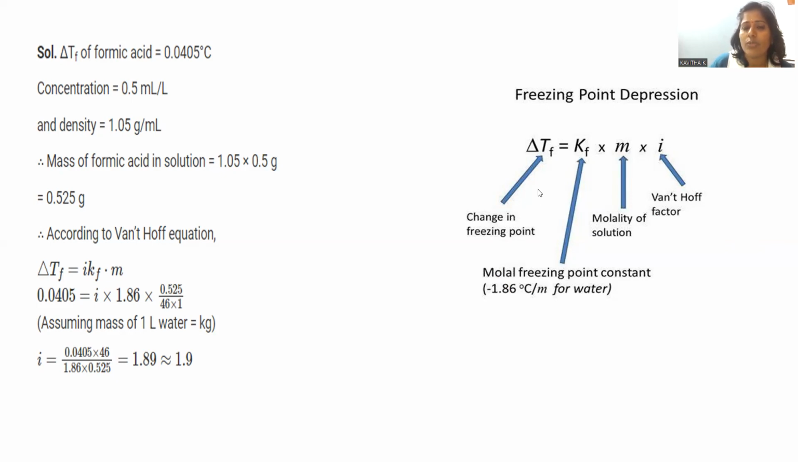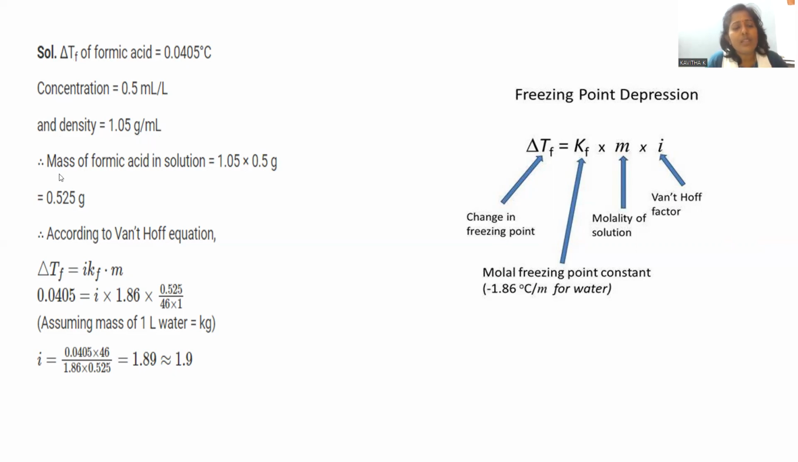Kf means which is a known value. Delta Tf to be predicted. Here, delta Tf of the formic acid is given as 0.0405 degrees centigrade. This delta Tf value is given to you. Concentration of the solution is 0.5 milliliters per liter. Density is equal to 1.05 gram per ml.